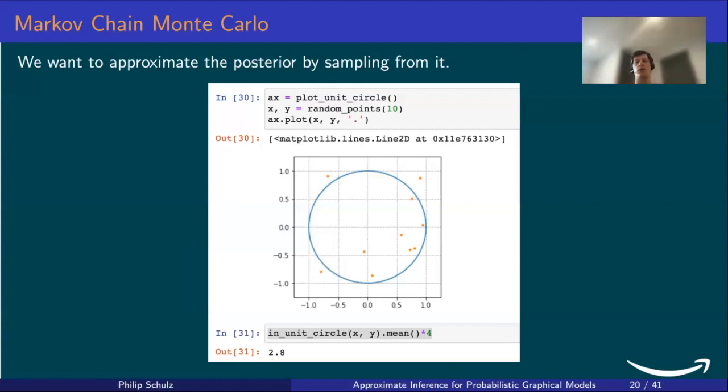Okay, and to give you a feeling for what Monte Carlo methods are doing, let's look at the following image. So we have a circle, right? And what we want to do is approximate the area of that circle, where the area is pi, right? Computing pi exactly is basically impossible. I don't think there's a closed formula for pi.